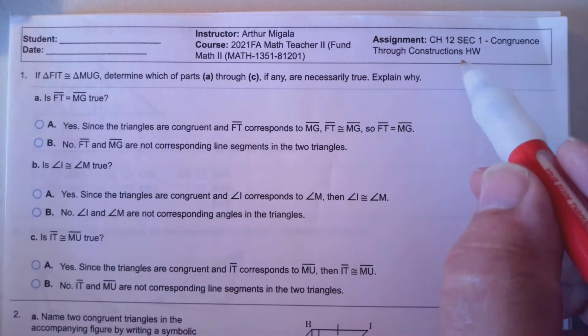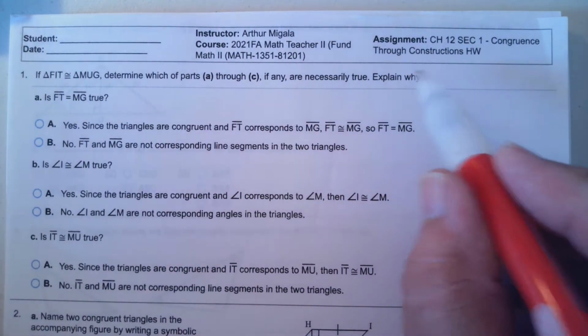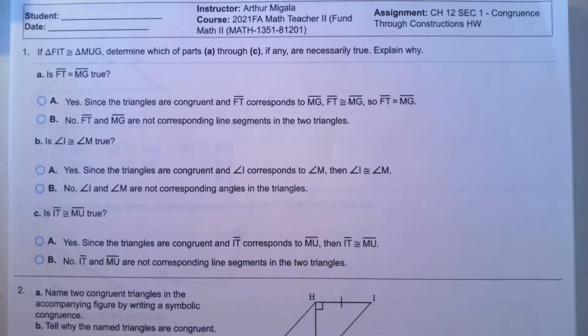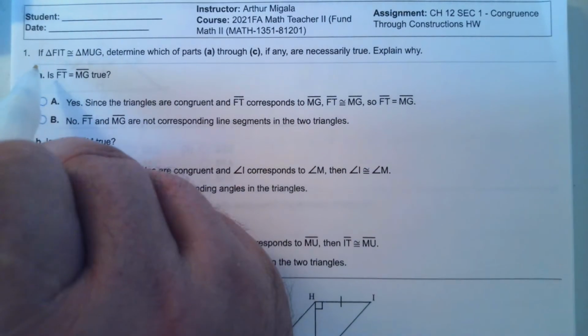Today we're looking at Chapter 12, Section 1, Congruence Through Construction. This is the homework assignments. Okay, first question. What does the question say?